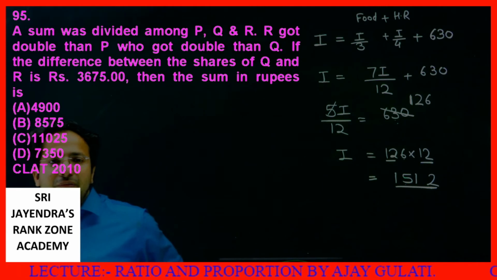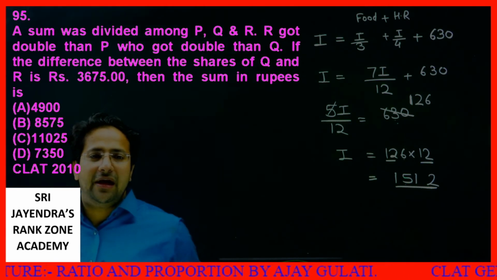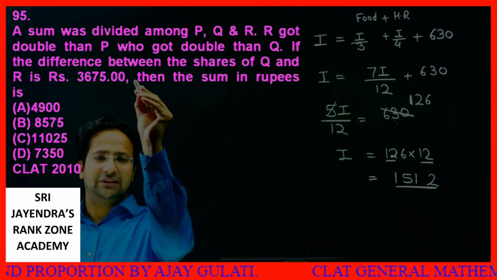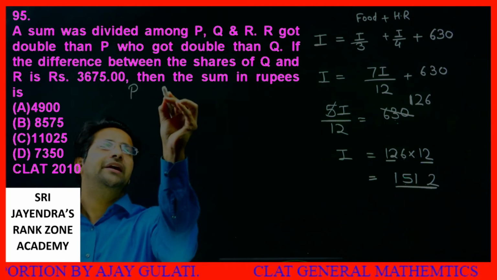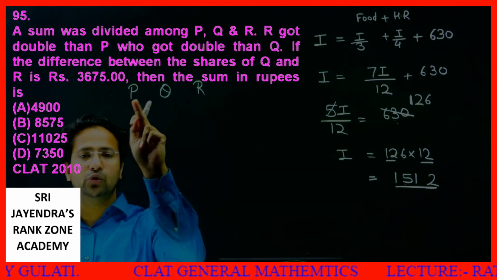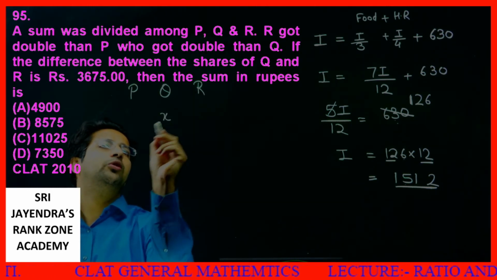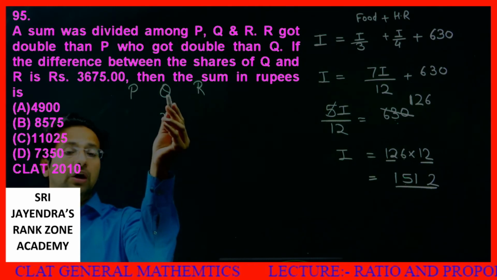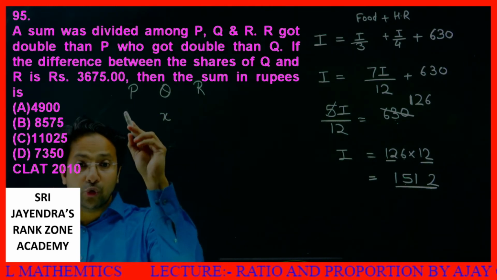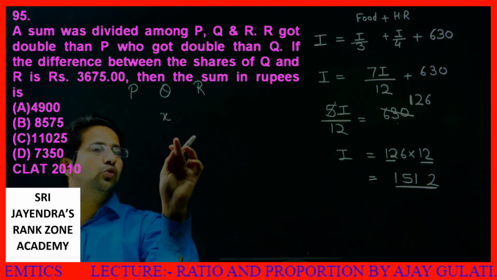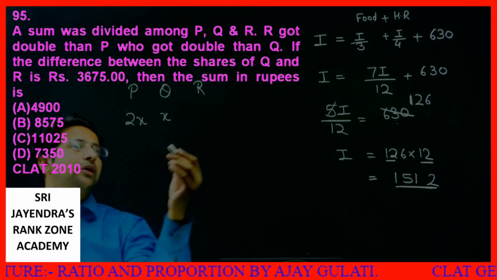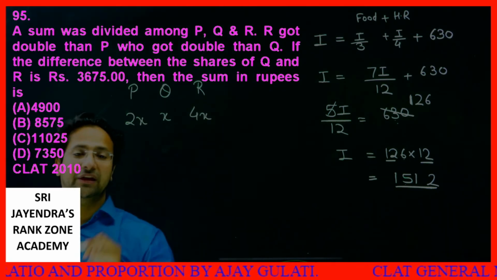Next question. A sum was divided among P, Q and R. R got double of P, who got double of Q. Okay, let's start with this. Let's say Q got rupees X. P got double of Q. I repeat again. R got double of P, who got double of Q. So if Q got X, then P got 2X. R got how much? R got 4X.